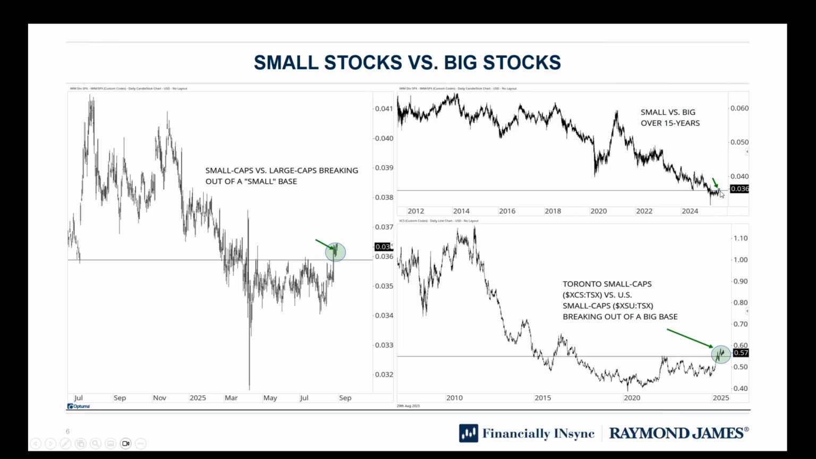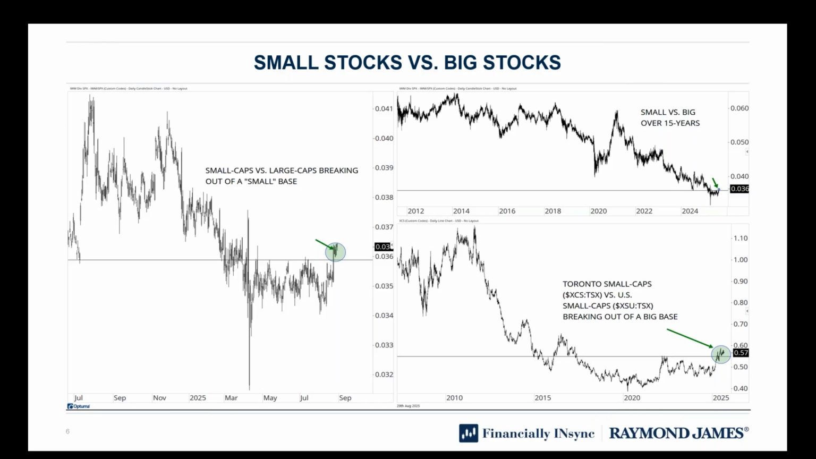Now when we zoom way out and look at it this way, 15 years, we see, yeah, whatever. I don't see much to talk about, right? We've already talked about this before. Small caps have been massively underperforming. They've been a really significant opportunity cost, is what I'm trying to say, relative to large caps over the years.